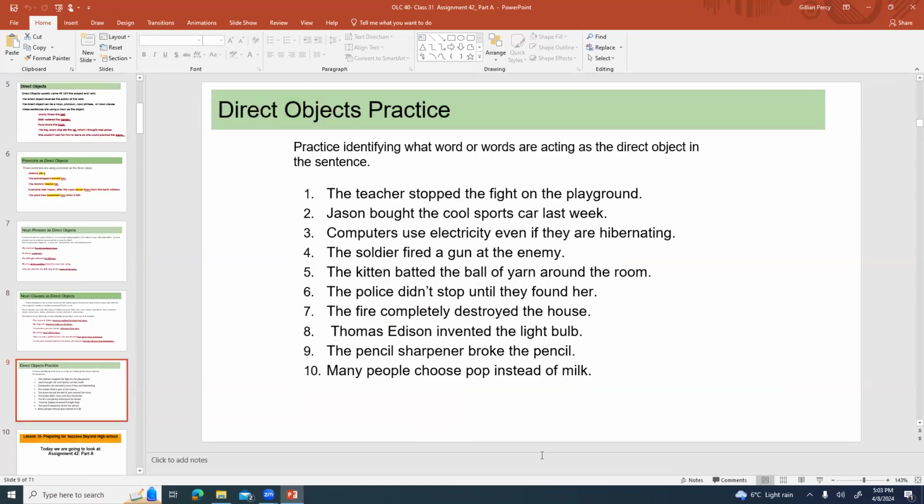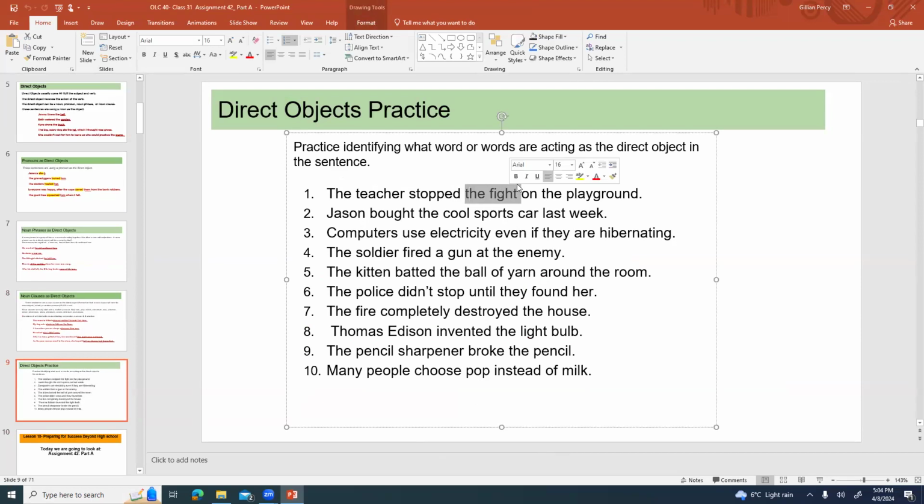Okay, so here we're going to be looking at these and trying to identify what word or words are acting as the direct object in the sentence. The teacher stopped the fight on the playground. So look for the verb stopped. Right after it is usually our direct object. In this case, it definitely is, right? What are they stopping? They're stopping the fight.